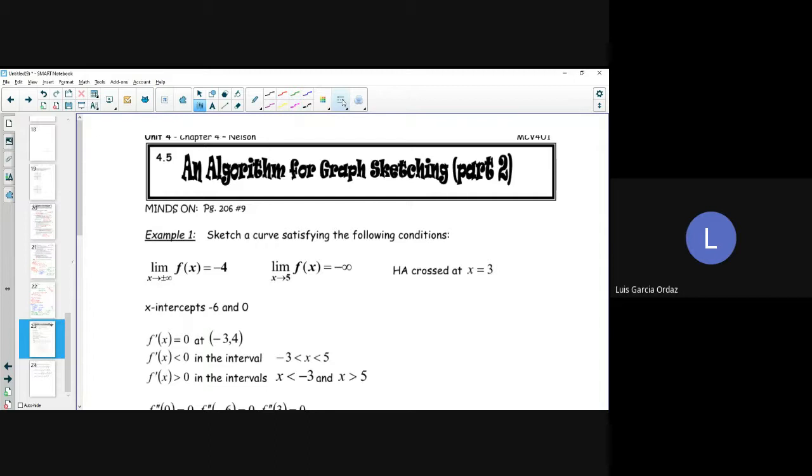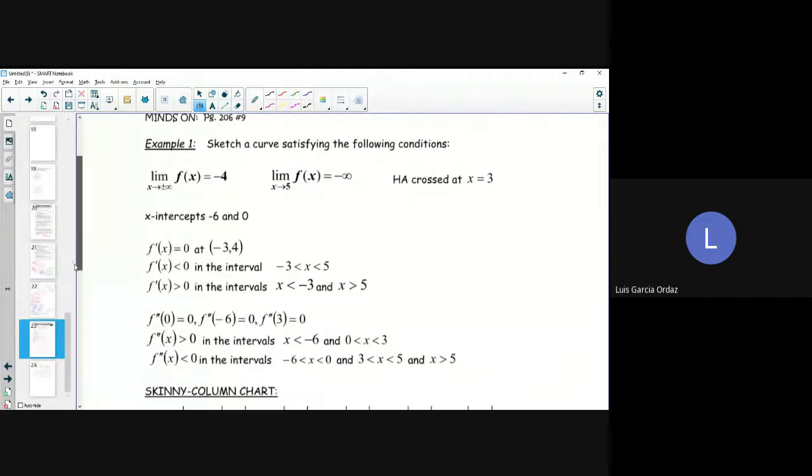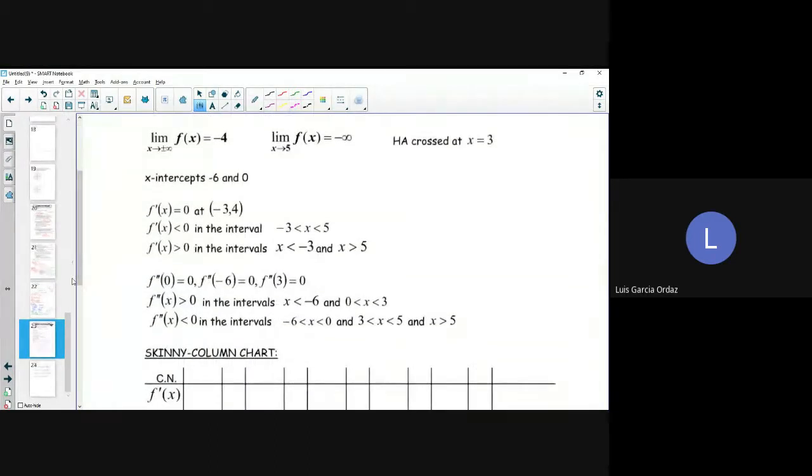So we want to sketch a curve just satisfying the following conditions. I have my limit as x approaches plus and minus infinity is equal to -4. I have my limit as x approaches 5 is equal to -infinity. And I have my horizontal asymptote is crossed at x is equal to 3. So I have my x-intercepts at -6 and 0. And my intervals of decrease are between -3 and 5. My intervals of increase are between -infinity and -3, and 5 all the way to infinity.